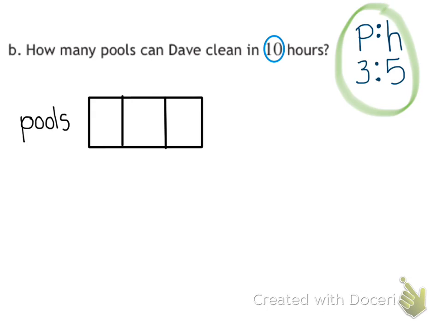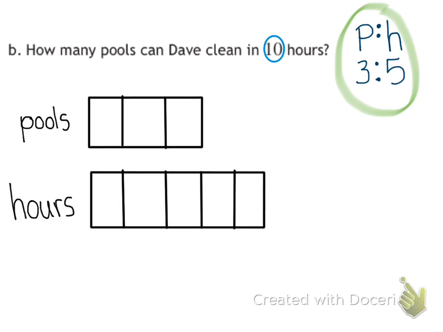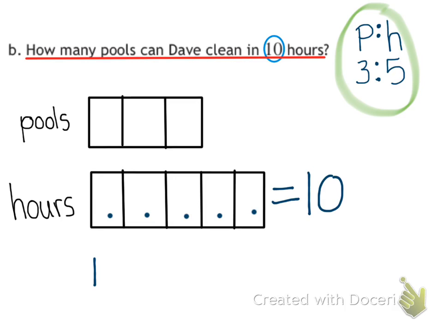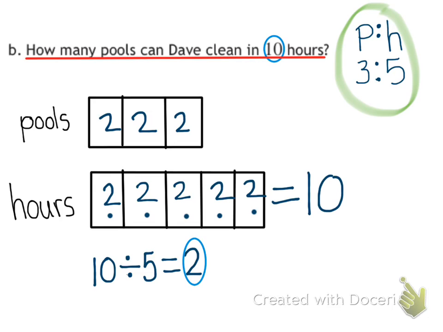So I'm going to start by labeling pools and hours. And again, because the ratio pools to hours is 3 to 5. And I want to know how many pools Dave can clean in 10 hours. So I know that this tape diagram equals 10. Now I need to count my units. I have 5 units. So I need to divide 10 by 5. And that gives me 2. That tells me that each unit has a value of 2.